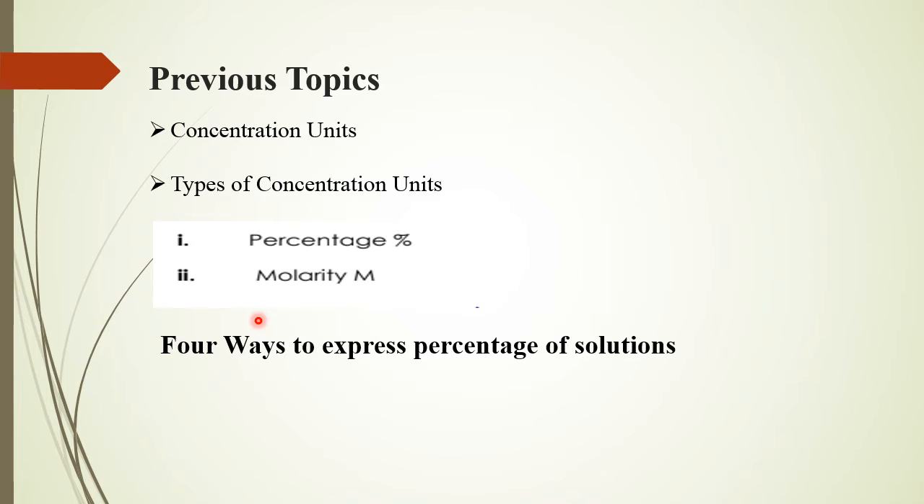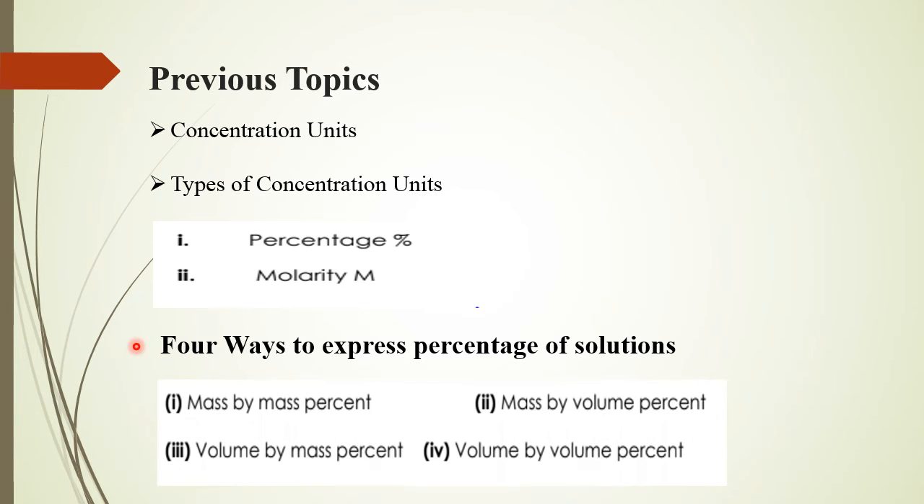Okay, now I will give you a brief overview of what you have discussed in the last lecture. You have discussed the 4 different ways to express the percentage of the solutions. Now what are these 4 different ways? Let's have a look. These are the 4 different types of the percentage concentration unit. The first is mass by mass percent, M by M, mass by volume percent, this is M by V, volume by mass percent, this is V by M, and volume by volume percent, this is V by V. So these are the 4 types of percentage units which you have already discussed in your last lecture.